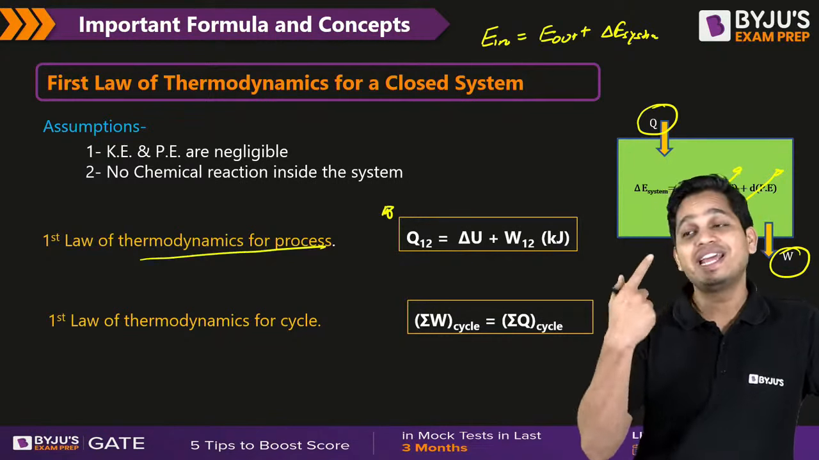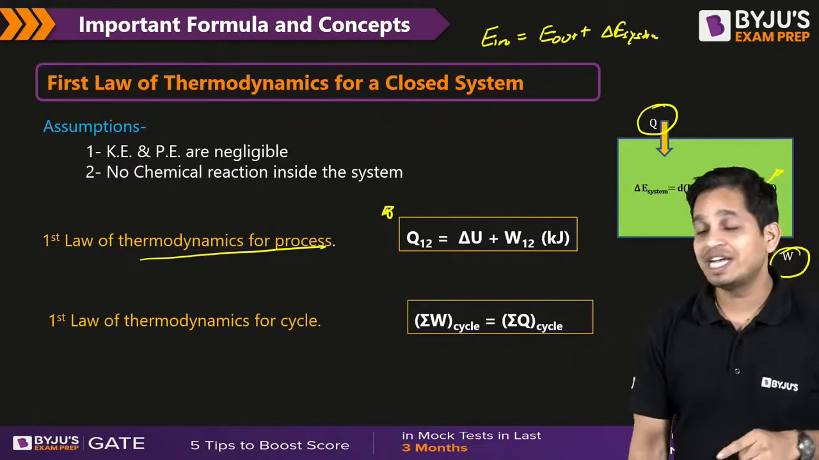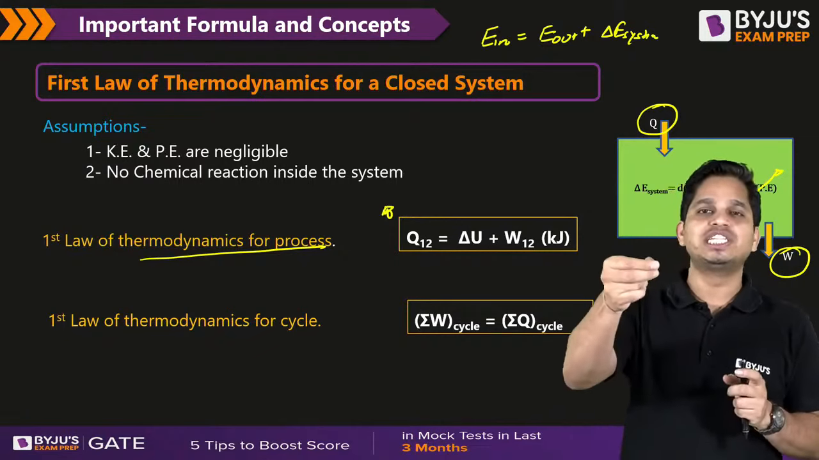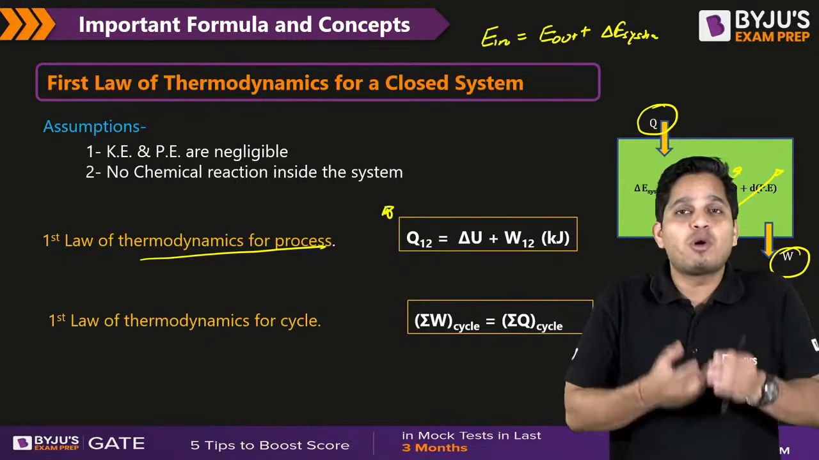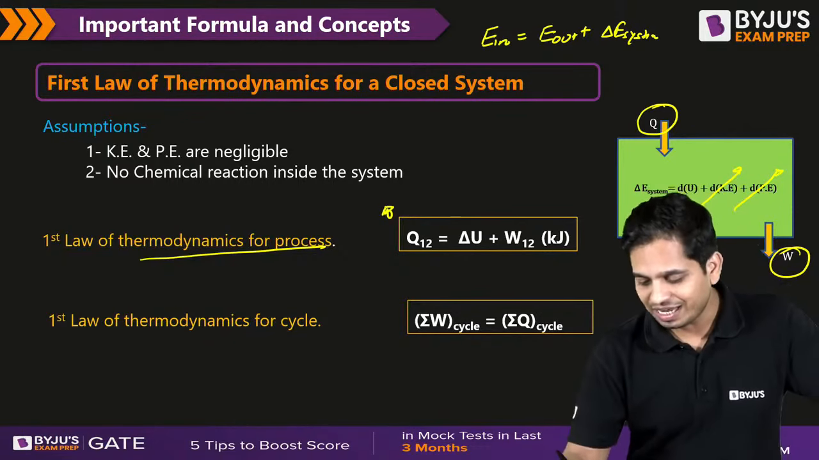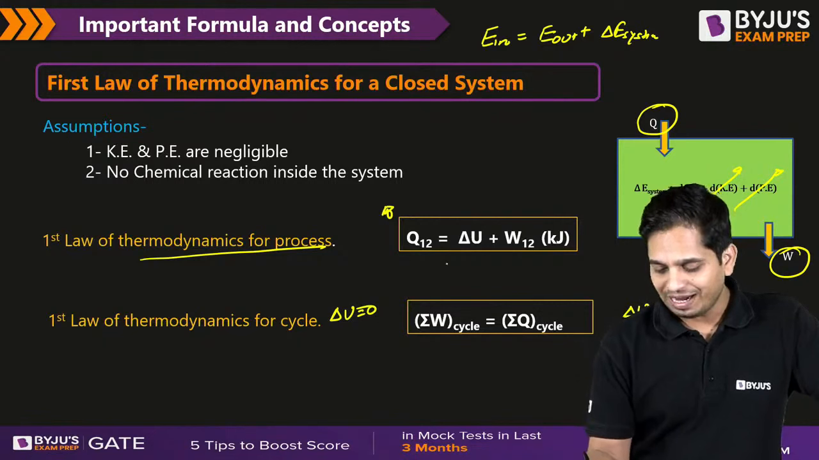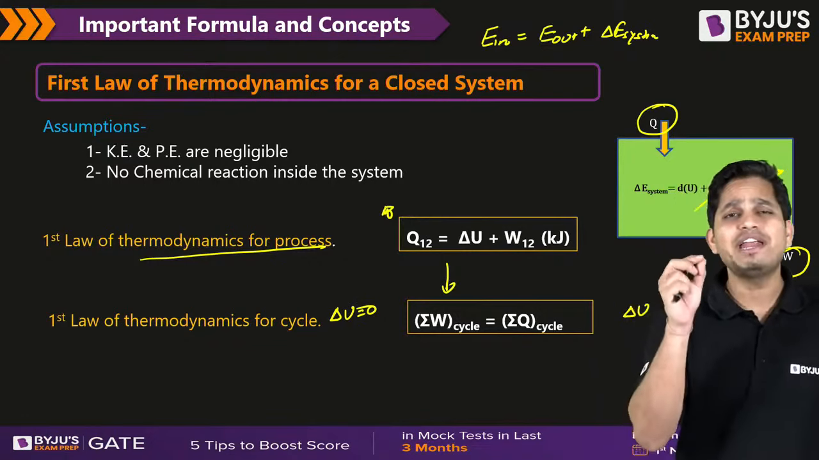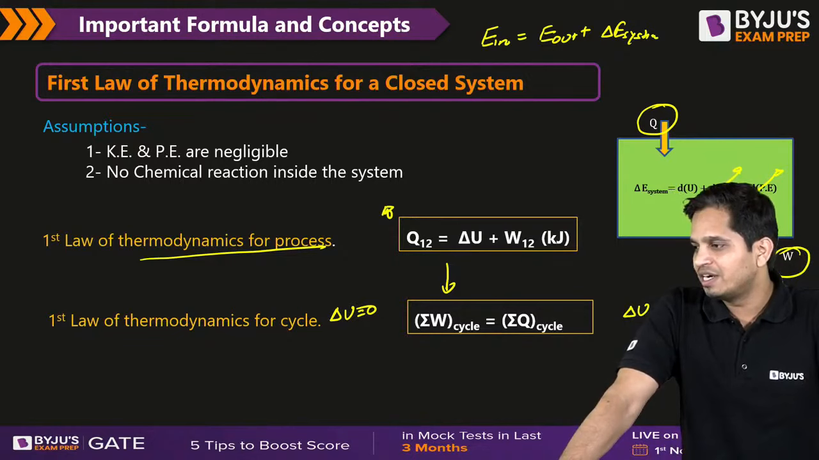Now, for a cycle, the change in the property is zero because a property only depends on initial and final condition. And for a cycle, initial and final condition is the same. So the change in property is zero for a cycle. So for a cycle, del U becomes zero. And you will get this from the first law. So it is very, very important for the law of conservation of energy. Yes, only energy transfer takes place.